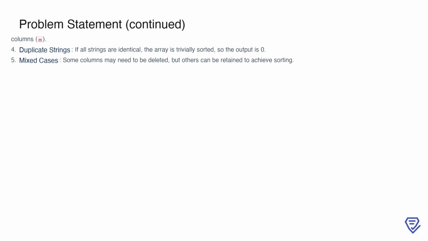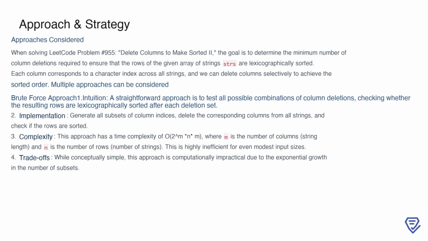To solve problem number 955, the objective is to determine the fewest columns we need to delete so that the rows of the given string array remain lexicographically sorted. Each column corresponds to a position in the strings, and we can selectively delete columns to achieve the desired order. A naive approach to solving this problem is the brute force method. The intuition here is simple: we test every possible combination of column deletions, checking whether the resulting rows are sorted after applying each subset of deletions.